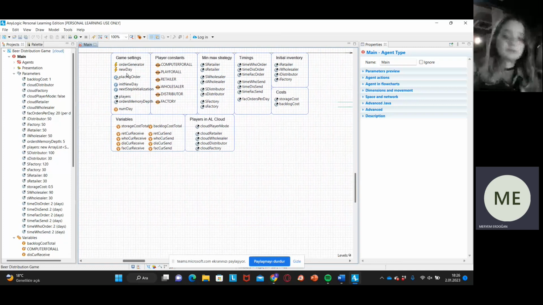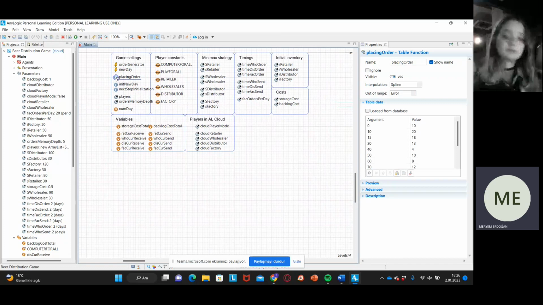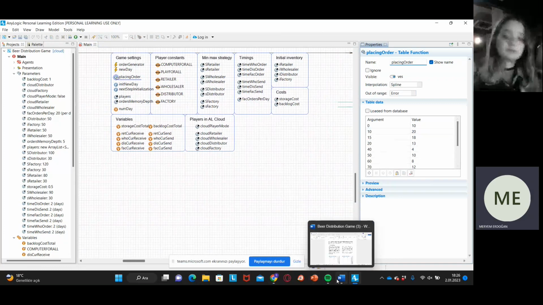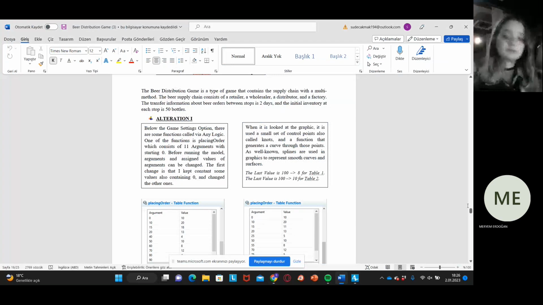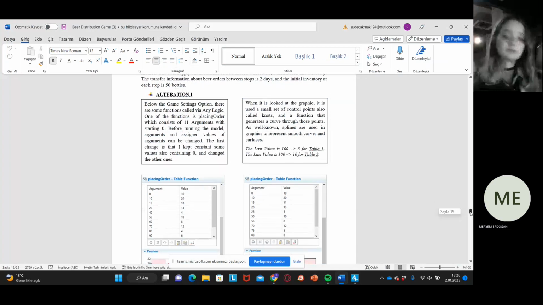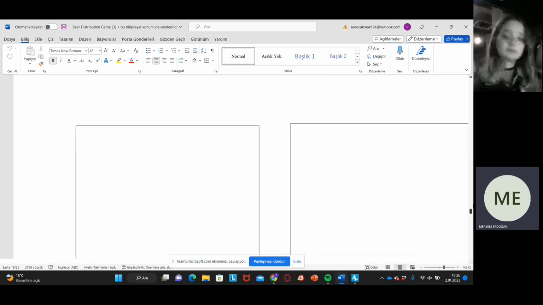So as you can see here, there are game settings options, and there are some functions called via AnyLogic. One of the functions is placing order, which consists of 11 arguments, which start at 0, as you can see here. Before running the model, arguments and assigned values of arguments can be changed. The first change is that I kept constant some values, also containing 0, and changed the other ones. So as you can see here are my some values, and here are the change values that I made.